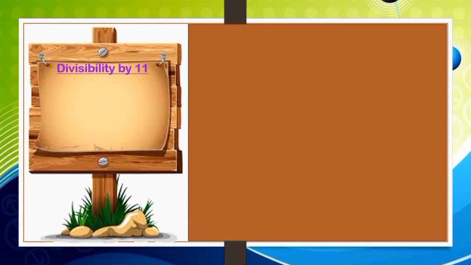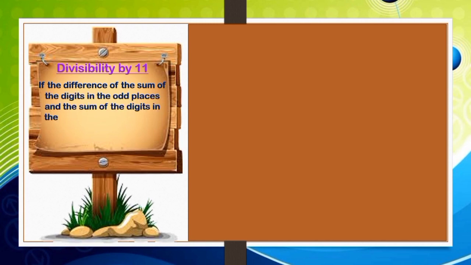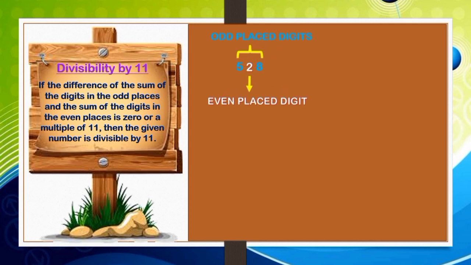Divisibility rule by 11 states that if the difference of the sum of the digits in the odd places and the sum of the digits in the even places is 0 or a multiple of 11, then the given number is divisible by 11. Take a look at this figure.